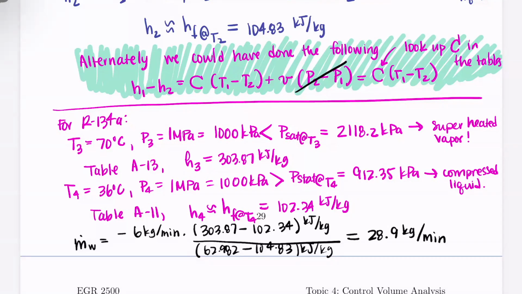Does that feel okay to everybody? One small note, so we have a minus sign out front, which would be alarming if we had a negative mass flow rate, right? So we end up with a positive value for the 303.87 minus 102.34, but then in the denominator, we have a negative sign because we have the 62 minus 104. All right, so that's how we get our positive mass flow rate.